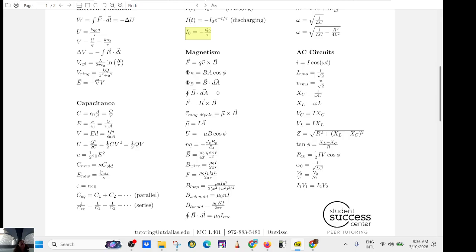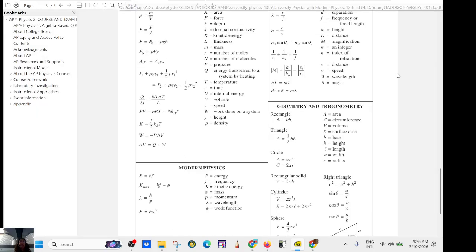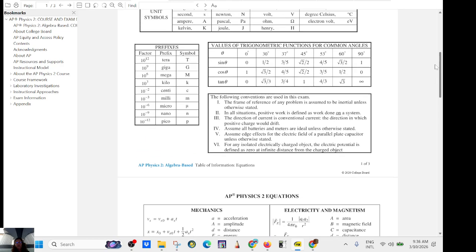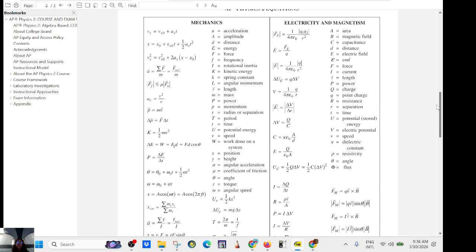If you have a dielectric, it's going to boost your capacitance by a factor K. Okay. If you have a dielectric inside an electric field, the electric field will get weaker. Okay, we talked about that, and then you don't have to worry about this. So you have this part and that part. You can also bring the algebra-based equation sheet, which is simpler if you prefer.